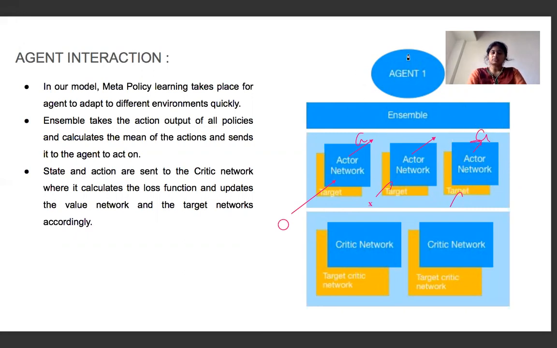But an agent can perform only one action at a time. So there is an ensemble going here, which takes all the three actions and performs a mean of the actions, and that action will be performed by the agent. Once the action is performed by the agent, the observation state goes to O dash.